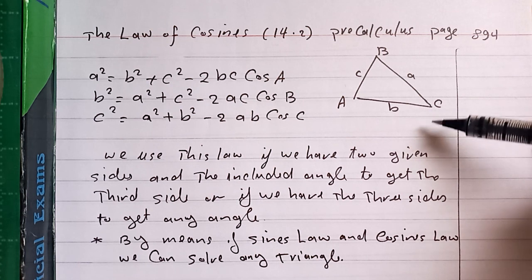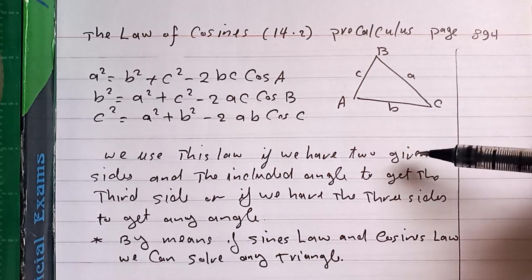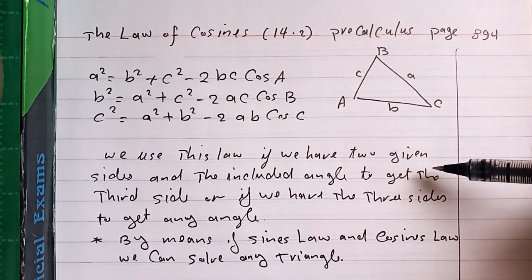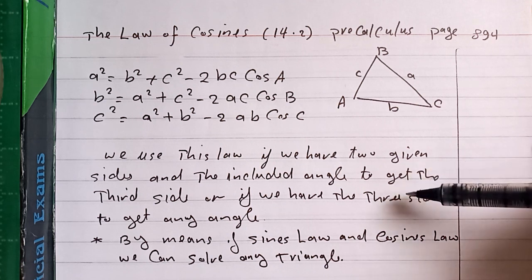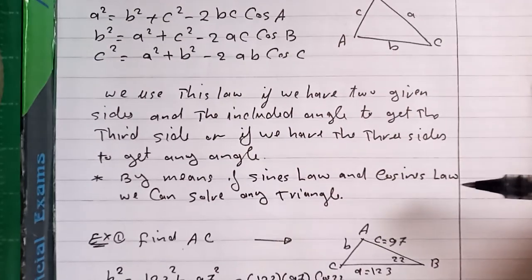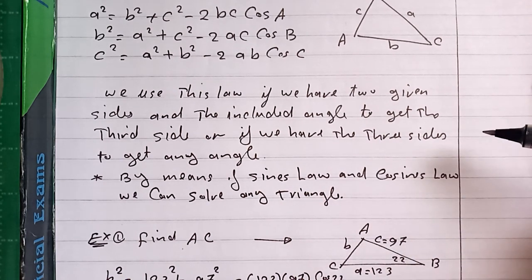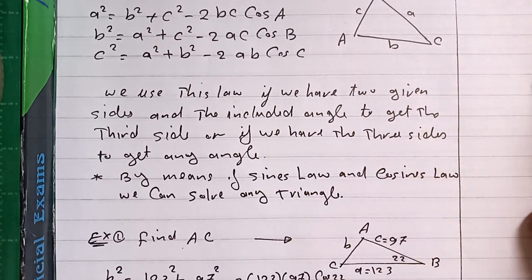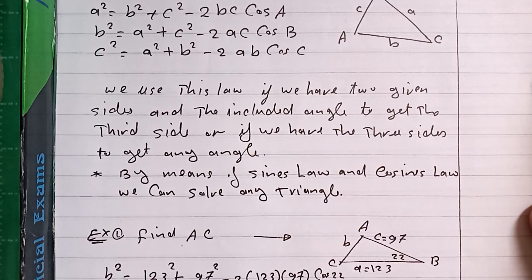Let's see how we can use this law. We use the cosine law if we have two given sides and the included angle to get the third side, or if we have three sides to get any angle. And by means of the sine law and cosine law, we can solve any triangle, meaning to get the missing sides and the missing angles.